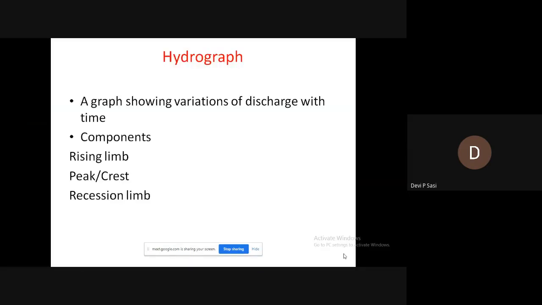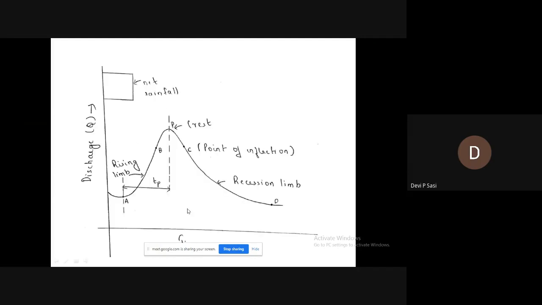Hydrograph. A hydrograph is a graph showing variation of discharge with time at a particular point of a stream. You can see discharge versus time for a hydrograph.